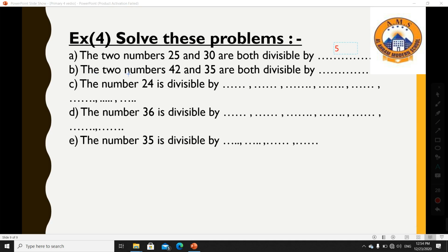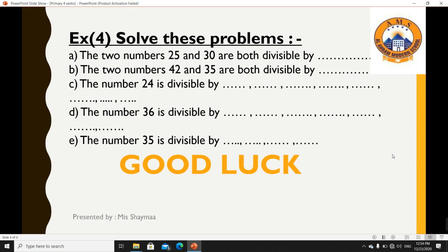Thank you. If I have two numbers, 42 and 35, both of them are divisible by what? Think in your mind. 42 and 35, both of them are in the table of 7. Yes, this is my answer. Can you complete alone? This is in your booklet, I think on page 102. So try to complete the exercise. And if you have any problem, try to listen to the video one more time. Wish you good luck. Love you all.